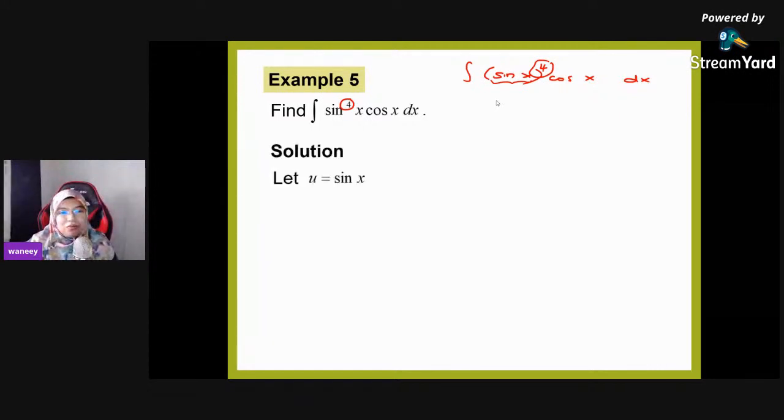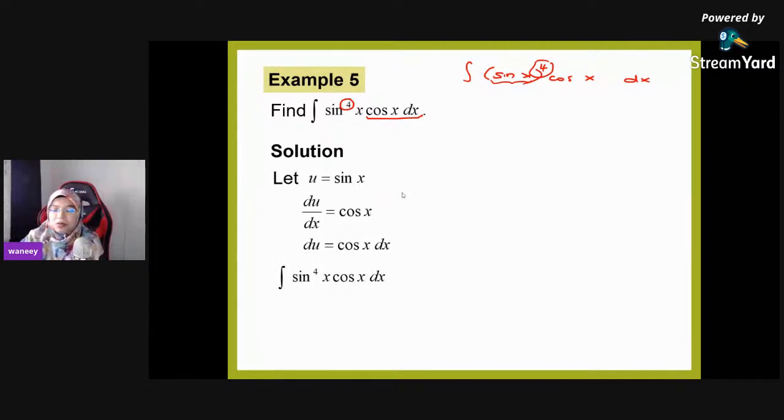Okay, so I'm going to let u equal to sin of x. So differentiating u, it will become cos of x. So du over dx is cos of x. And then you can easily see your du. du is actually cos of x dx. So that means integrating sine to the power of 4 x cos x dx, it will become integrating u to the power of 4 du. Easy. Adding 1 to the power divided by the new power, so it will become u to the power of 5 over 5.